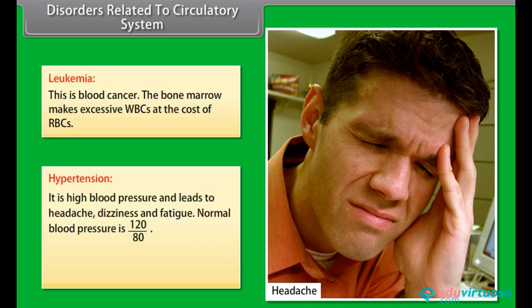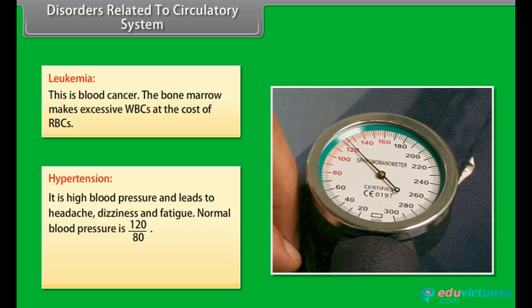Hypertension. It is high blood pressure and leads to headache, dizziness and fatigue. Normal blood pressure is 120/80. High blood pressure is caused by anxiety also. Transport of materials in plants.